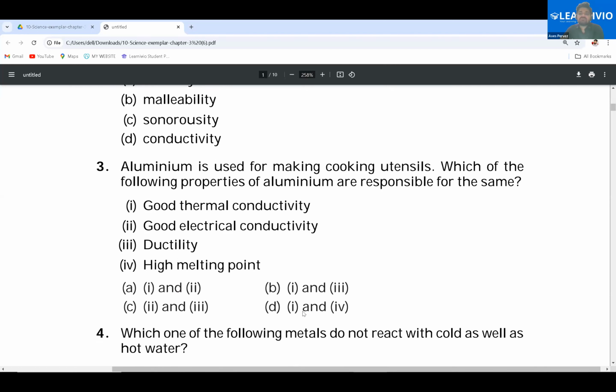Yes, you, Sumaiya. What's the answer for the third one? Option D, 1 and 4, because of good thermal conductivity and high melting point.